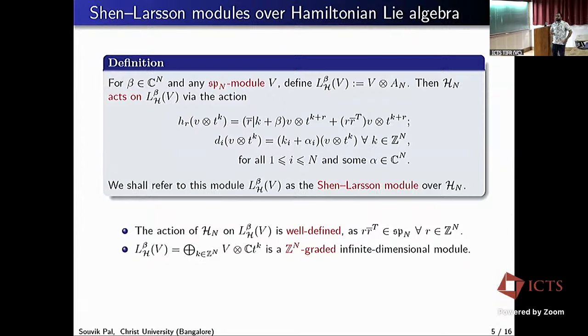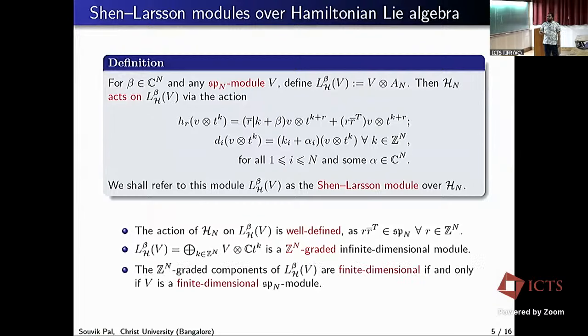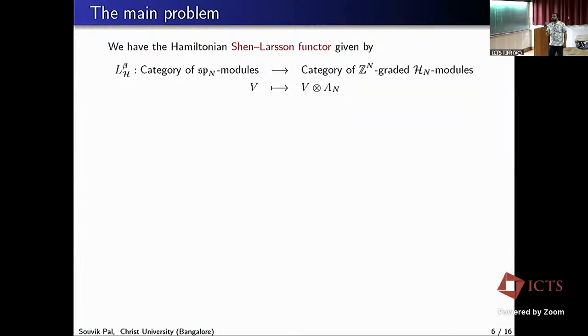And second thing, of course, it's Zn graded. We can see it's an infinite dimensional module, Zn graded. And it's a simple observation that it is finite dimensional if and only if V is finite dimensional, because these are the graded components. These have to be finite dimensional if and only if V is finite dimensional. Okay. So now what type of problems are we interested in? We have this functor from the category of Sp_N modules to the category of Zn graded Hn modules. That is what we saw in the previous slide: we start with any Sp_N module V, take V tensor An, and we can give it an Hn module structure.